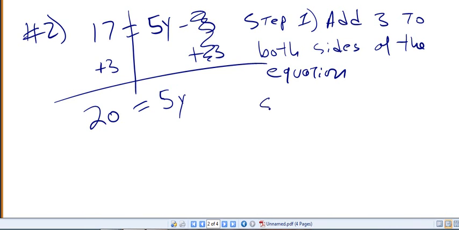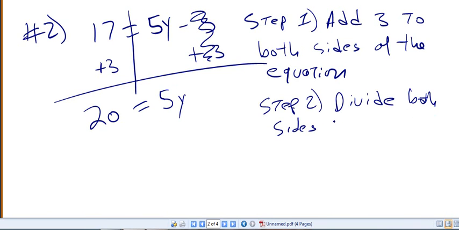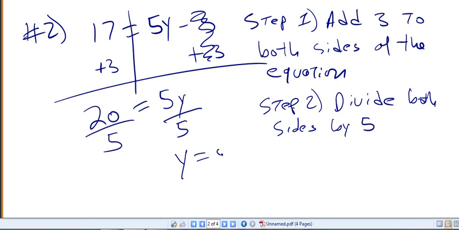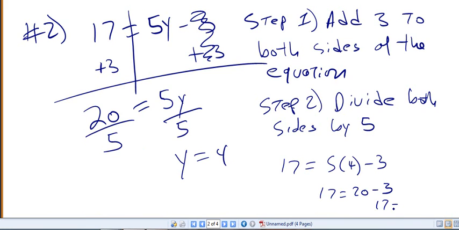When I say 5 times y, I know my inverse operation for step 2 would be to divide both sides by 5. So I'm going to divide both sides by 5, and y is equal to 4. And we know that's right, because 17 is equal to 5 times 4 minus 3. So you've got 17 is equal to 20 minus 3, which gives us 17 is equal to 17.